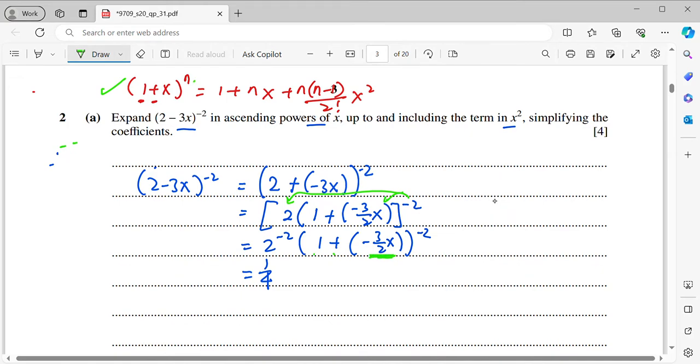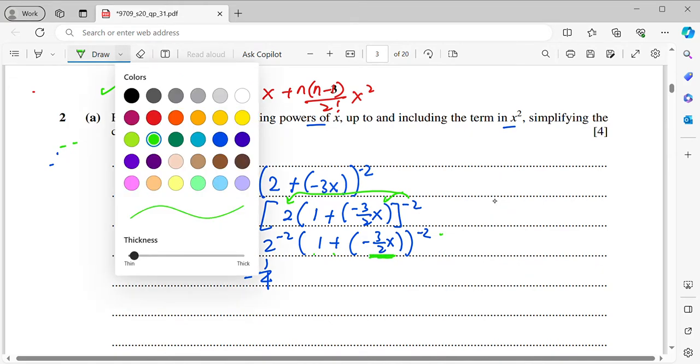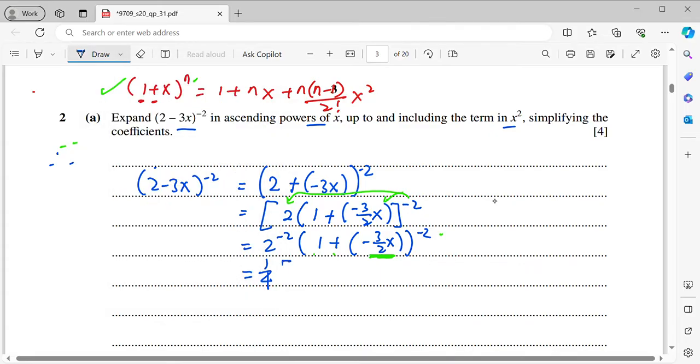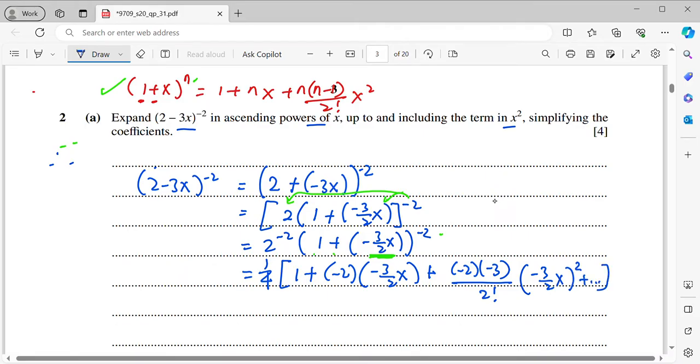So then my n will be negative 2. So now you will be getting 1 plus negative 2 times negative 3 over 2x. This is my new x. Plus n is minus 2, n minus 1 is minus 3 over 2 factorial, then negative 3 over 2x squared. Okay, because as requested, you just need to get the expansion up to x squared.